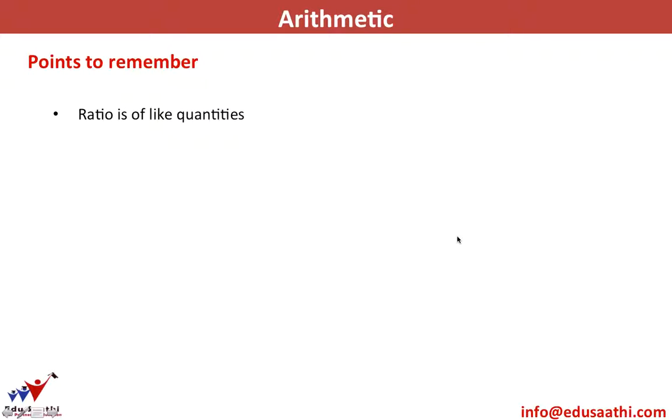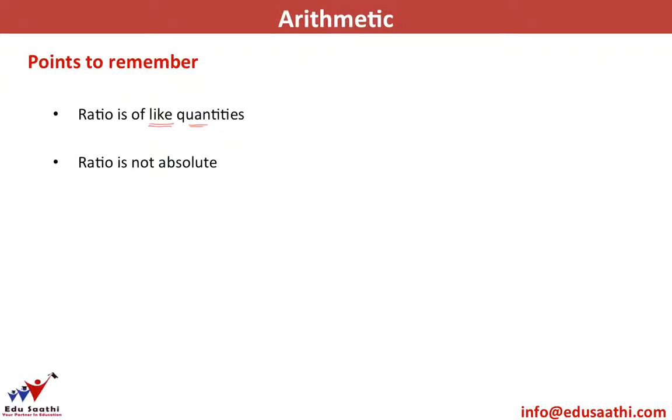The very important points that I need to remember when I'm doing the topic of ratio: first, the ratio that I've found out for A and B has to be of like quantities. I cannot take dissimilar quantities and find their ratio. That will be a wrong thing. So ratio has to always be of two similar quantities such that the units get cancelled out.